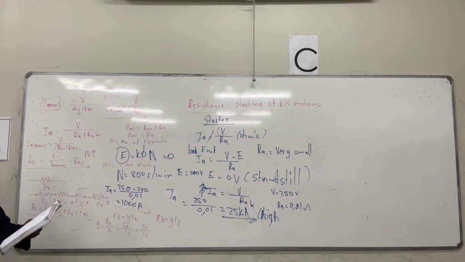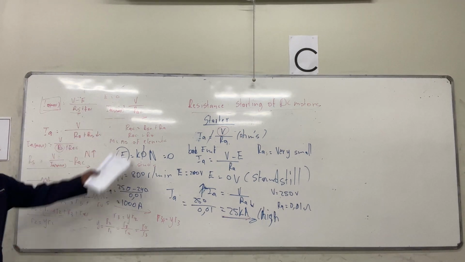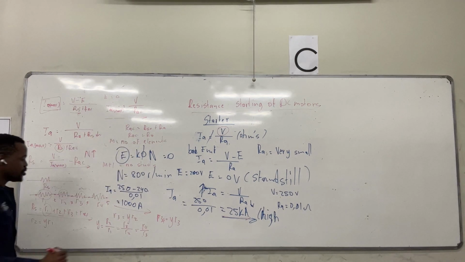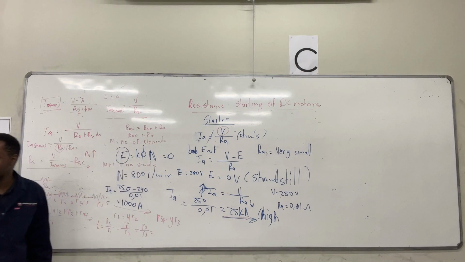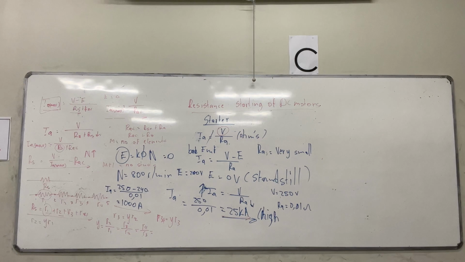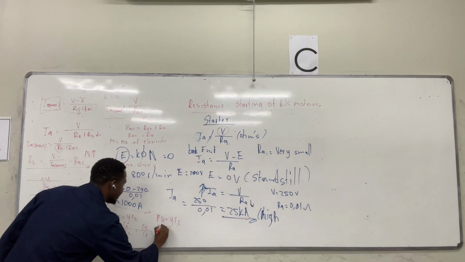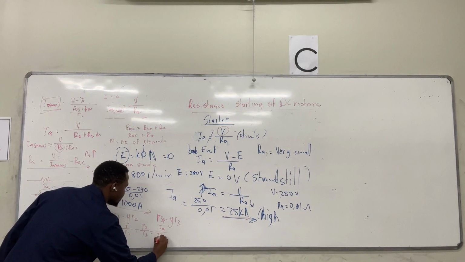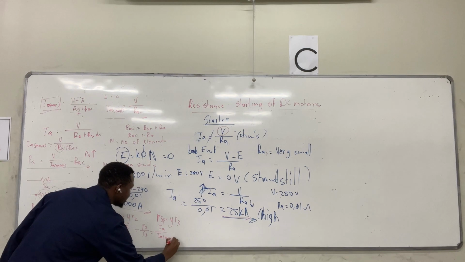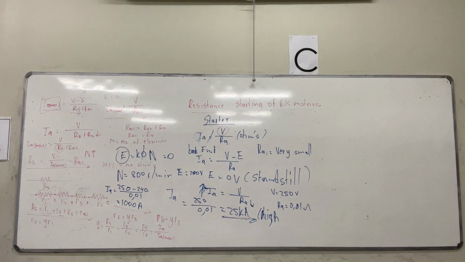Or if you have the armature current and the maximum. The armature current is the normal operating current, not this one. This one is the starting current. So the normal current when the motor is running is IA. Then IA max is the maximum armature current that it should not exceed. So you can use IA over IA max to find this fixed value, which is Y.